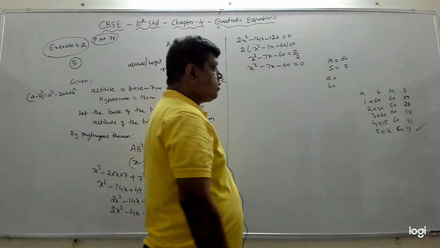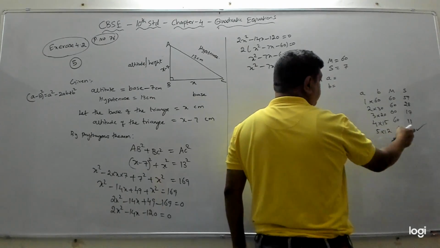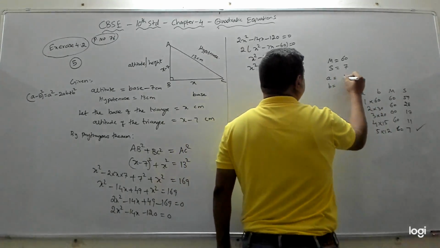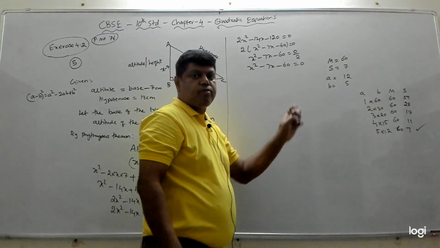That is the right number, because 5 into 12 is 60 and 12 minus 5 is 7. So the numbers are 12 and 5, or you can say 5 and 12. Here you can write 5 and 12 or 12 and 5, it doesn't matter.